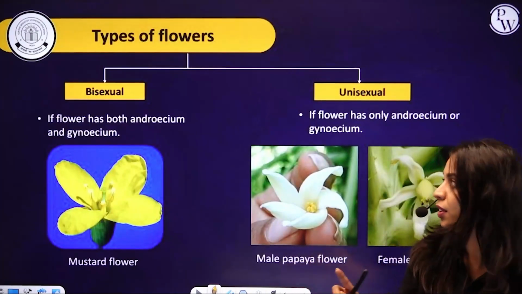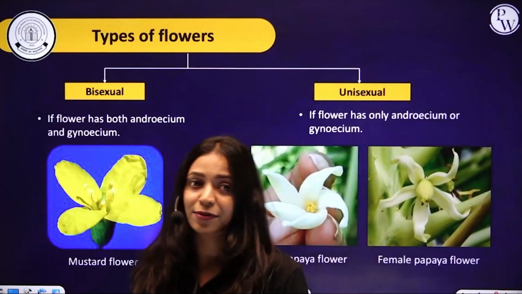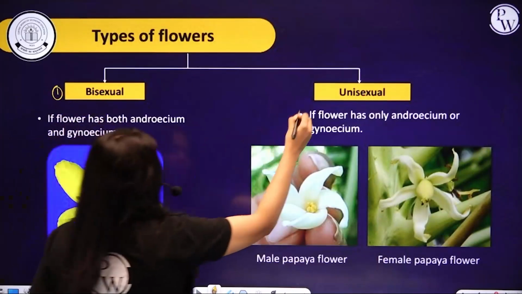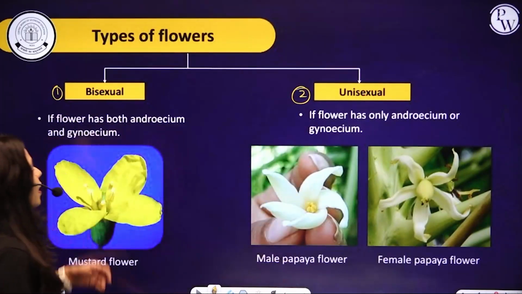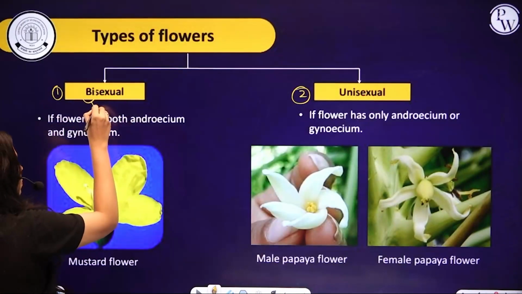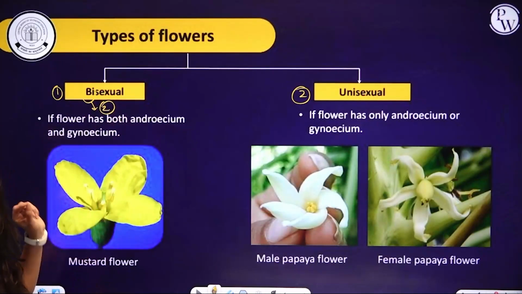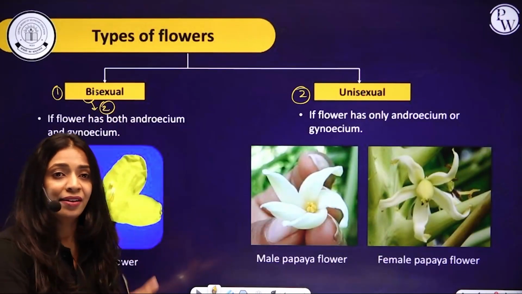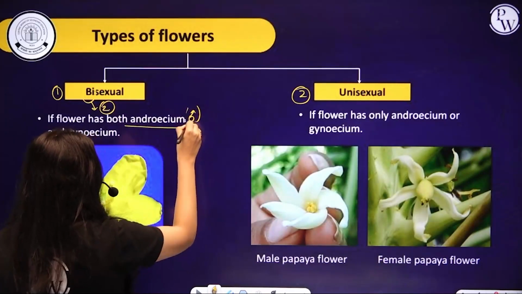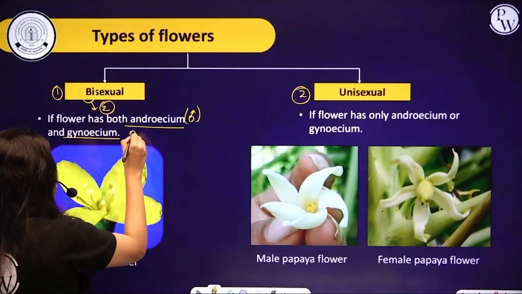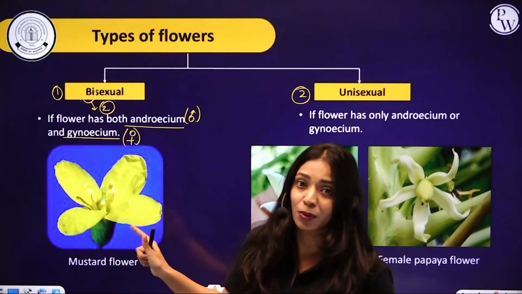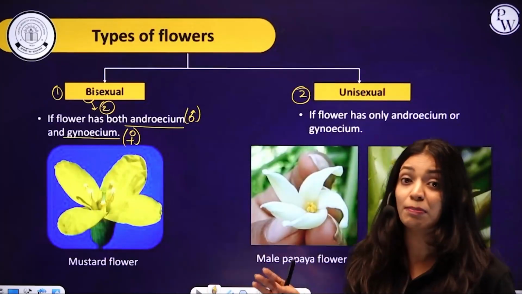or both of them. Okay, so this is a very easy type of classifying flowers. The first type is bisexual and the second type is unisexual. As the name itself indicates, bi means two, right? If a flower has both male and female reproductive parts, that is androecium, which is the male reproductive part, and gynoecium, which is the female reproductive part. If they are both present in the same flower, then such flowers are said to be bisexual.